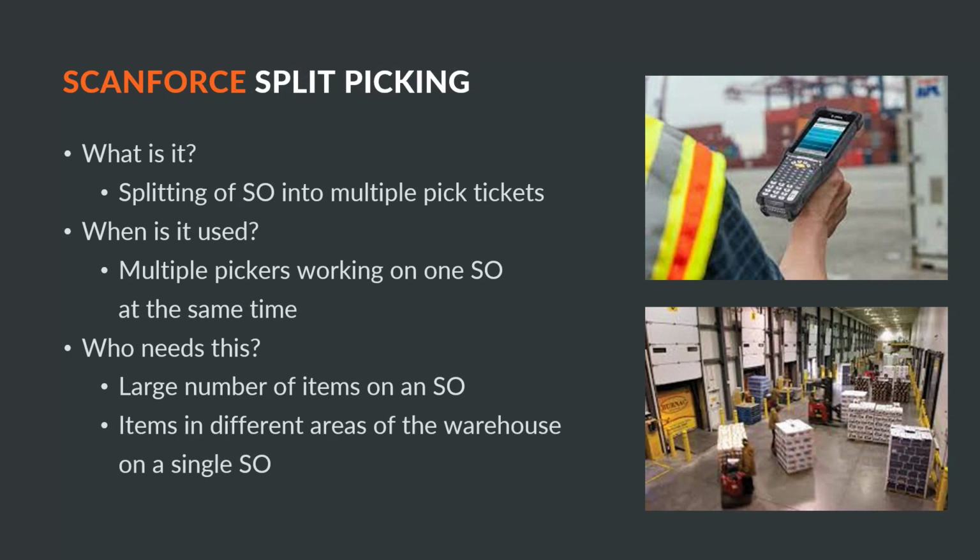We can split that. And the way that we do that is we have multiple metrics that we could split by. We'll talk about that. But what's going to happen is the pick ticket, if you will, we're going to get a -A, -B, -C version of that. And each one will have a subset of items. And the metrics could simply be you take the first 10 items, I'll take the next 10, you take the next 10, or 20 or 30 or whatever makes sense in your environment.